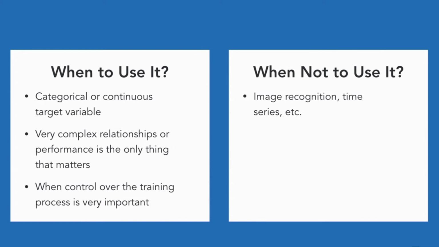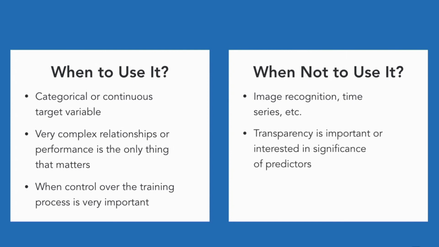When should you not use it? Multi-layer perceptrons are a core component of deep learning. You may have also heard that deep learning is really good for tasks like image recognition or time series. That does not mean that multi-layer perceptrons are good for these kinds of problems. There are specific algorithms within deep learning, like convolutional neural networks, that are very good for image recognition. So, you should not use multi-layer perceptrons for this kind of work.